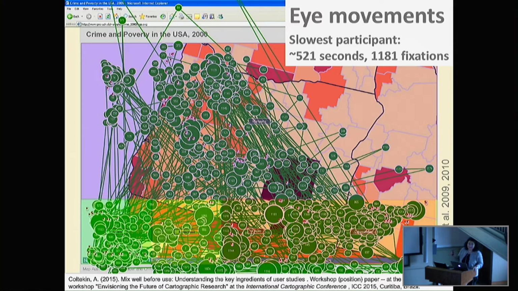And you might realize it's an interactive map. They are not even in the right coast anymore. So they frantically look for it. It takes 521 seconds, and eventually they give up on the task.